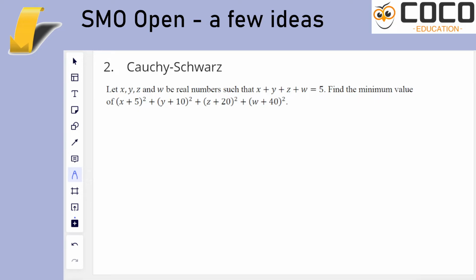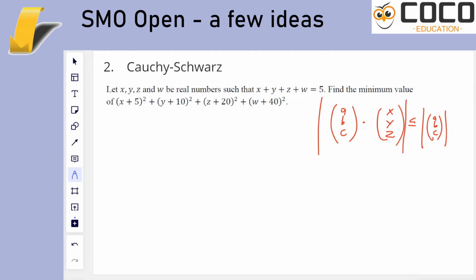The Cauchy-Schwarz inequality, if you're watching this as an SMO Open video, is most easily understood using the vector dot product. For instance, if I were to use just a, b, c and x, y, z as my two vectors, and I take the dot product, I know that it's going to be the two magnitudes times cosine of the angle between them. So I can say that the absolute value of this dot product is going to be less than or equal to the product of the magnitudes.